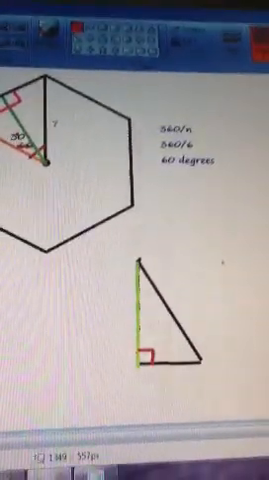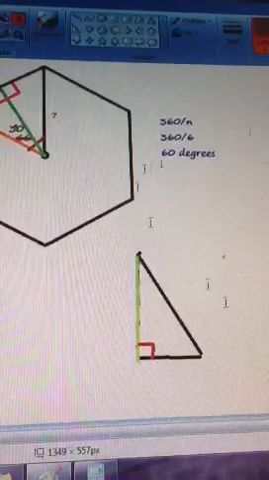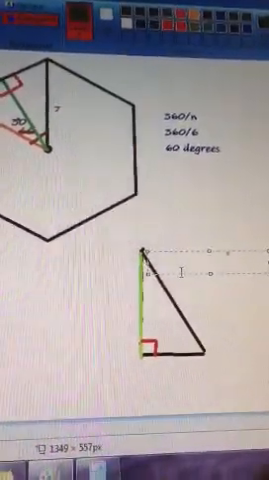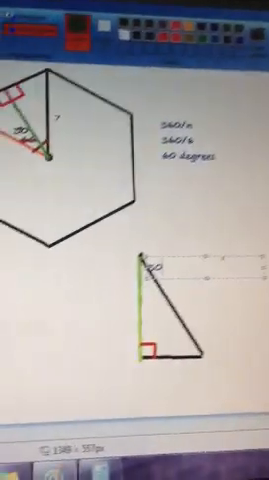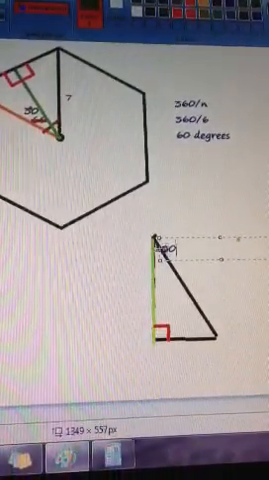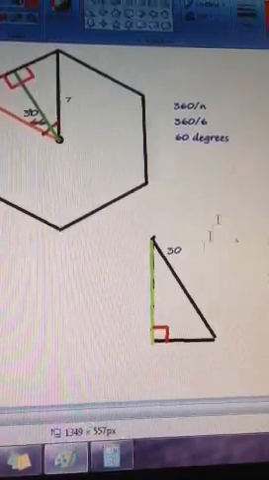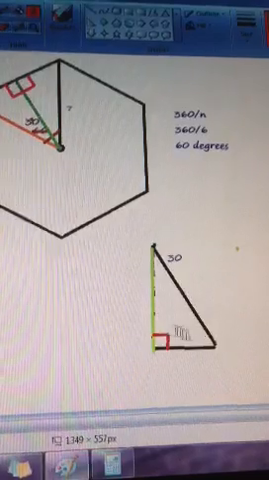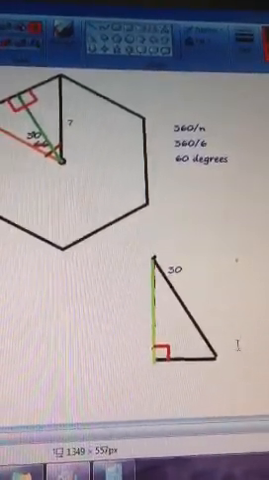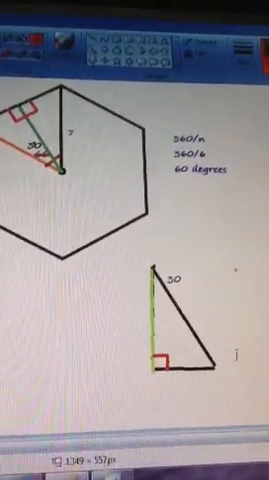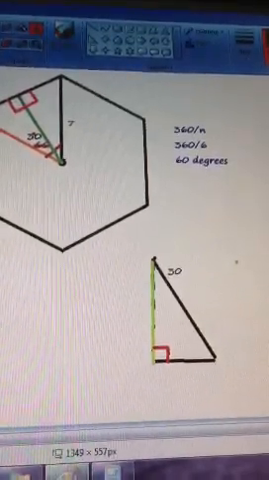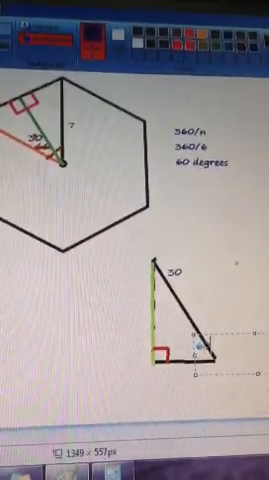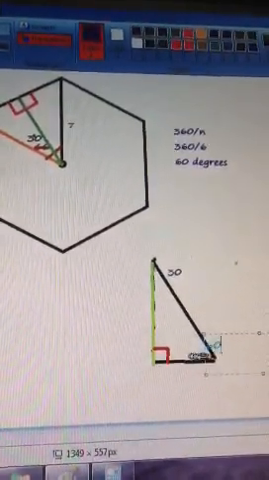And then we also know that this is 30 degrees up there. Let me move that out. 30 degrees is up here, and this is 90 degrees. If we know there's 180 degrees in a triangle, we obviously know that this down here is 60, and this is a 30-60-90 triangle.